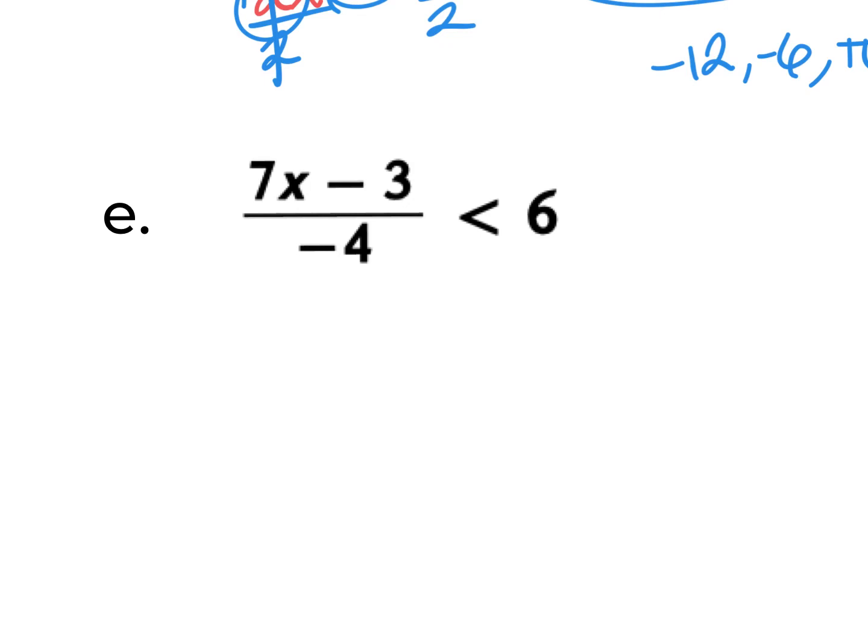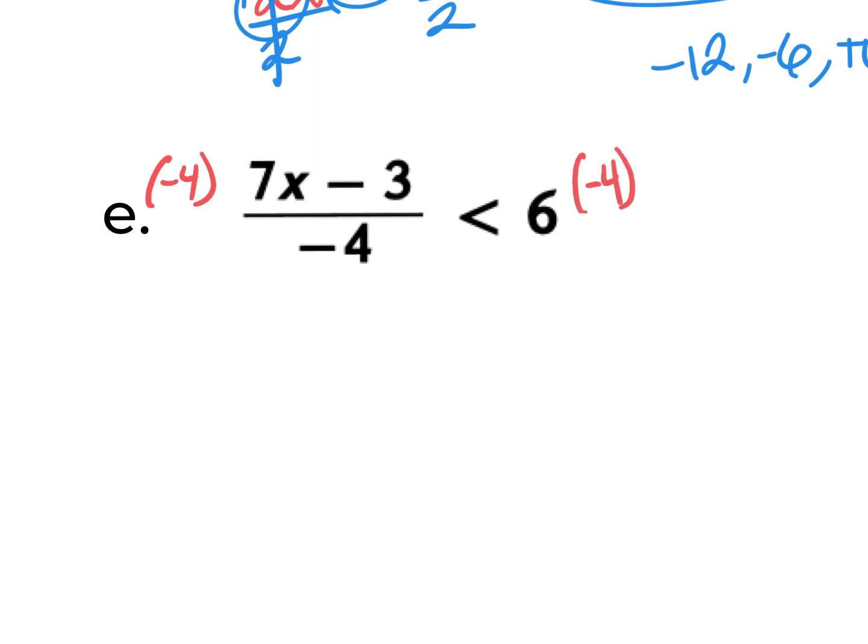And now what I'm seeing is on my left side, I have 7x minus 3, and that's all over -4. Okay, and that's less than 6. So my left side is going to be lesser than my right side. And since our variable and pretty much everything is enveloped in this fraction, let's get rid of our fraction. To get rid of a fraction, let's just multiply both sides by our denominator. So we're multiplying by -4.